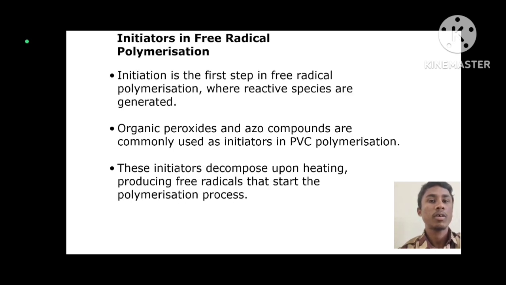Initiators in free radical polymerization. Initiation is the first step of free radical polymerization, where a reactive species is generated. Organic peroxides and azo compounds are commonly used initiators in PVC polymerization. These initiators decompose upon heating, producing free radicals that start the polymerization process.